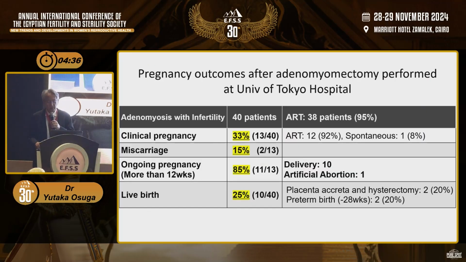And this slide shows pregnancy outcomes after adenomyomectomy in our clinic. Among 40 patients, 33% got pregnant and 25% had live birth. Considering that the 40 patients were very refractory to any other medical treatment, 25% live birth, I think, is well acceptable.